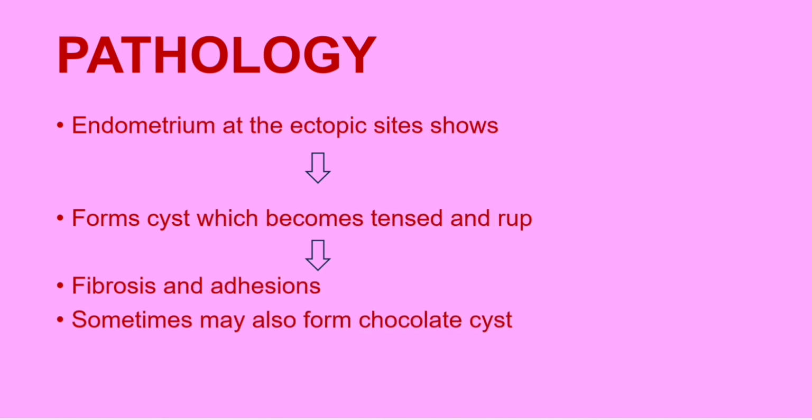Endometrium, which is present at the ectopic sites, shows cyclic growth and shedding under the influence of hormones. After shedding, it will form cyst, and as the cyst gets larger, it will become tensed and ruptured, due to which it will lead to fibrosis and adhesions, and sometimes it may also form chocolate cyst.